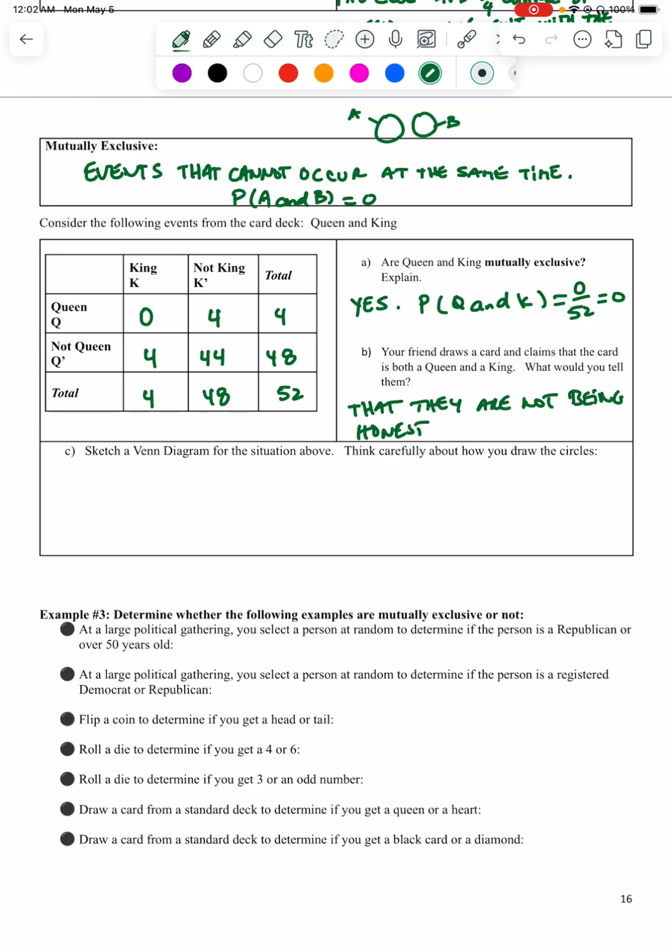So for part C, sketch the Venn diagram for the situation above. This is basically the event a queen, Q for queen, right? And there are four of them. And if I were to do the kings, and again, nothing in common, right? If I were to do everything else, there are 44 other cards on the outside. Now, think carefully about how you draw the circles. We kind of did that, right?